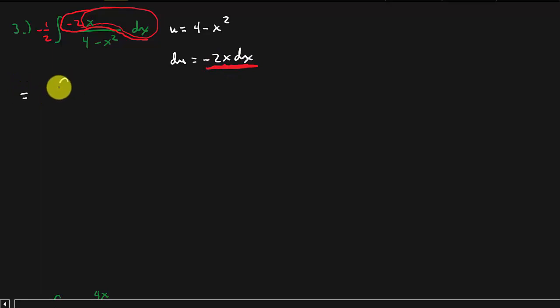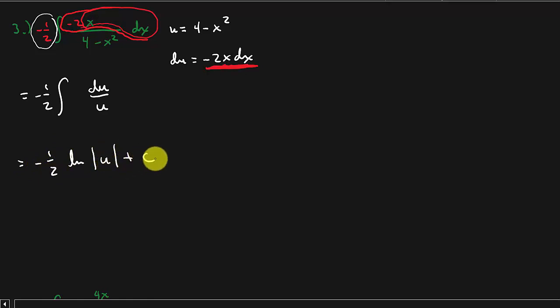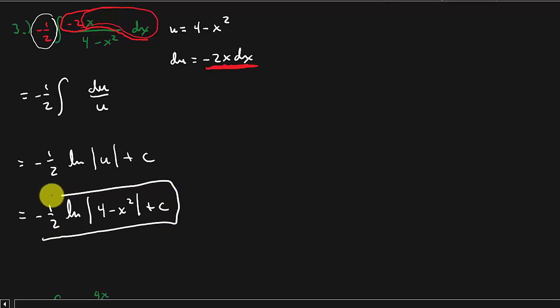So all of that can be replaced with du, and then the 4 minus x squared can be replaced with u, but don't forget the negative 1/2 out front. Okay? All right. And so now this is going to give me negative 1/2 natural log absolute value of u plus c. And then we have to get it back in terms of x. And so I get negative 1/2 natural log absolute value 4 minus x squared plus c. And there's your answer.